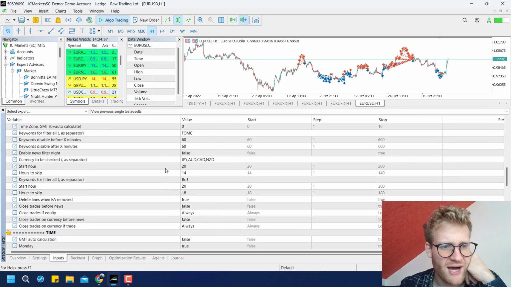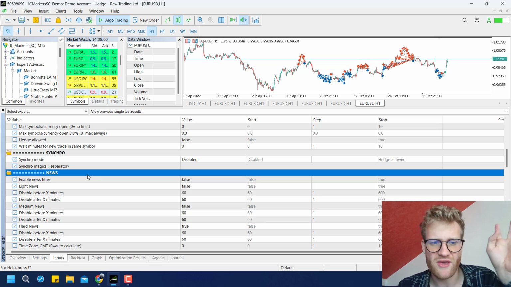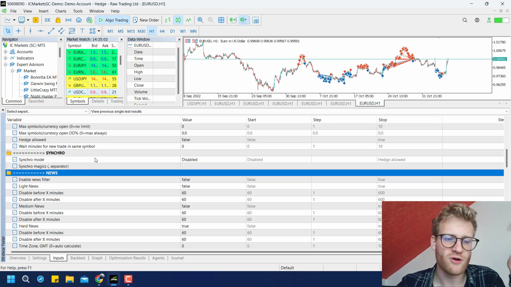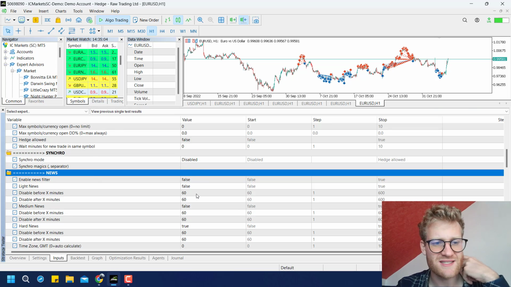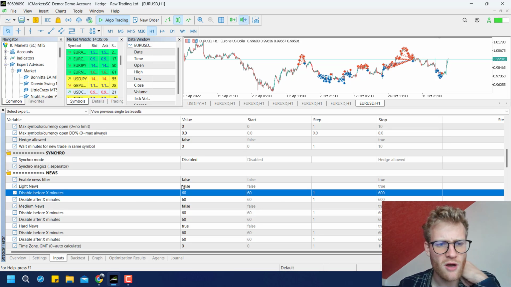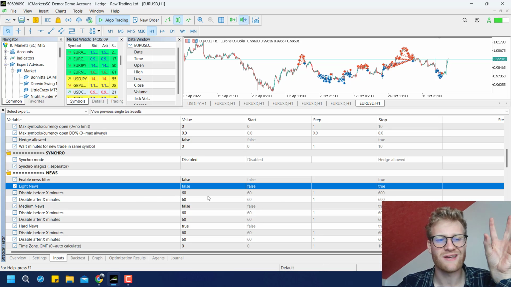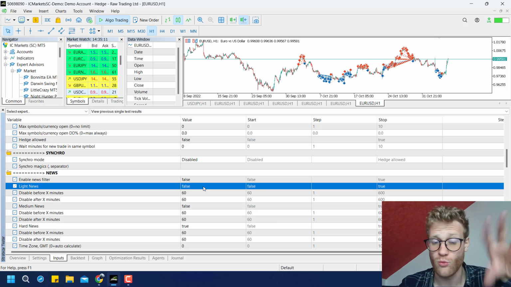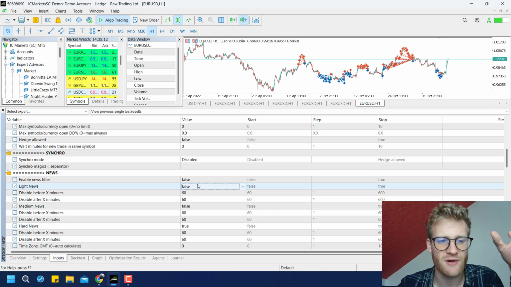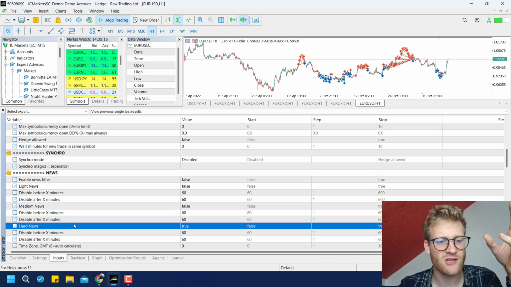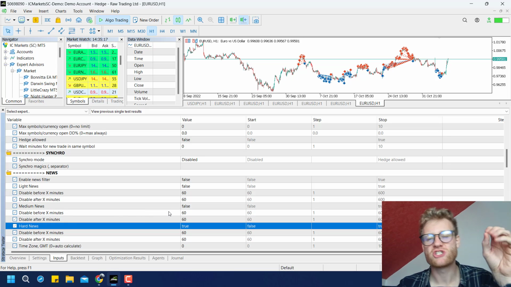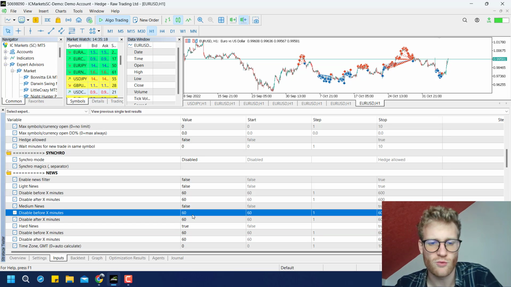Then we have the big part for the news filter, and this is something we can skip completely because I cannot use this in the strategy tester. But usually news filters work like this. You can enable what kind of news you want to trade or what kind of news you want to filter. For example, light, medium, and hard news, and then you just say how much time before and after the news you do not want to trade.